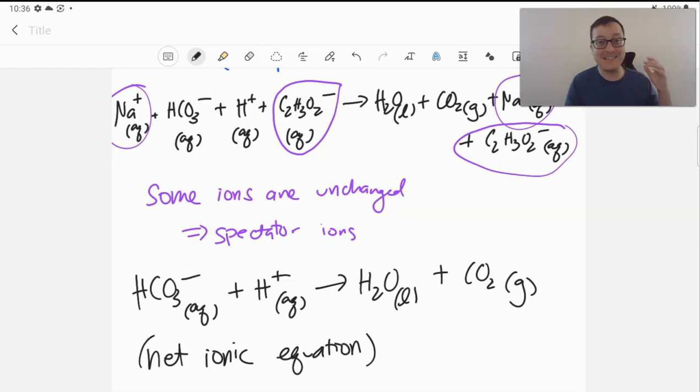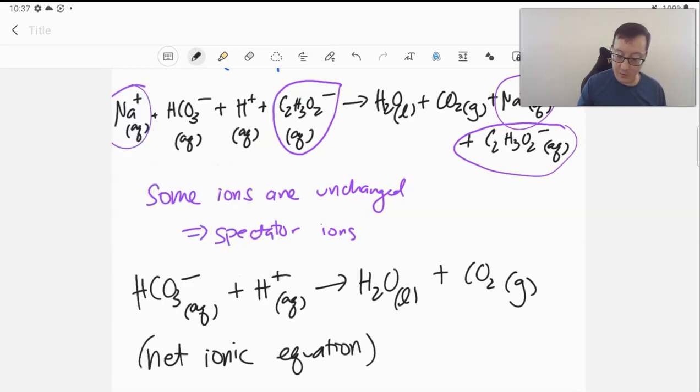It tells us exactly what is happening in this reaction. Bicarbonate and hydrogen ions are coming together to form water and CO2. That's the chemistry that's happening here. The sodium and acetate don't matter. They're just there for charge balancing. Like I said, we could replace those. We could say potassium bicarbonate instead. No problem. It would work exactly the same way. Instead of acetic acid, we use hydrochloric acid or sulfuric acid. Doesn't matter. In either case, we're going to have the spectator ions not being present.